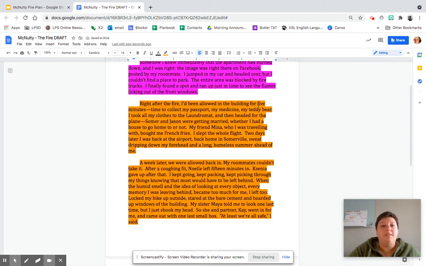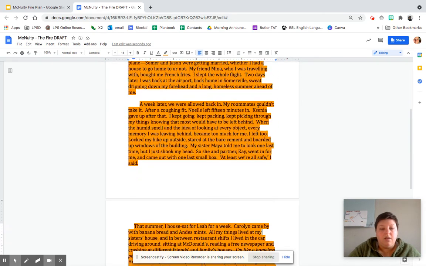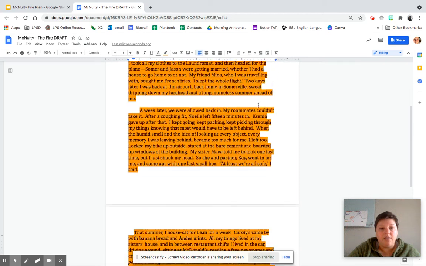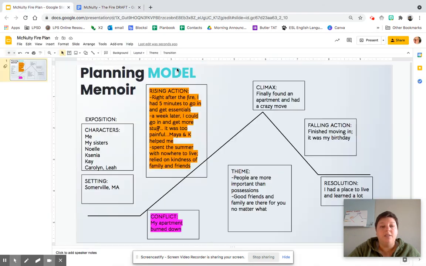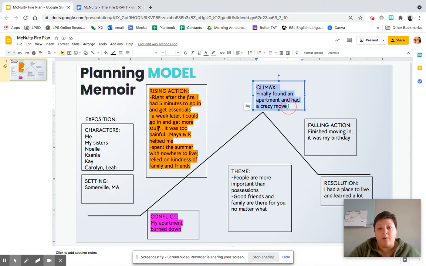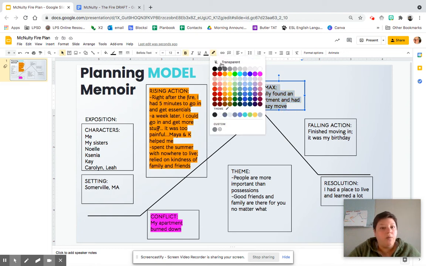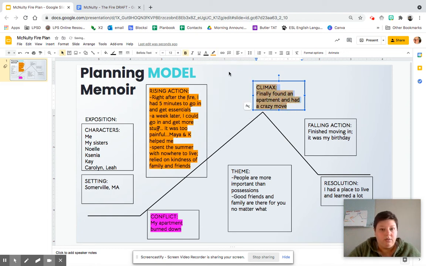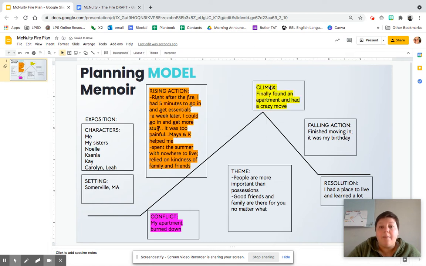So now what comes next? We have our conflict, rising action. The next piece is climax. So I finally found an apartment and I had a crazy move. This is the climax of the story because that's the turning point, right? Once I found an apartment, I wasn't homeless anymore. So that's the climax of the story. That's where the conflict begins to turn around.